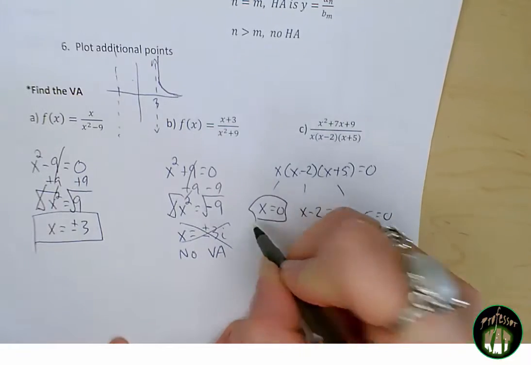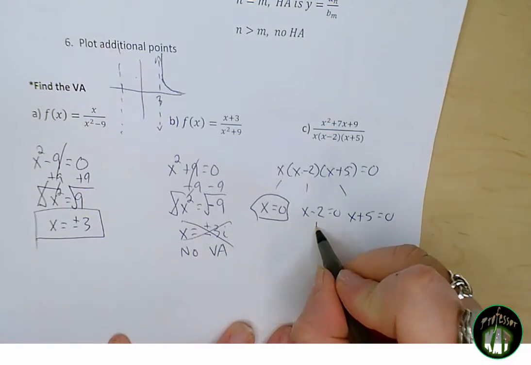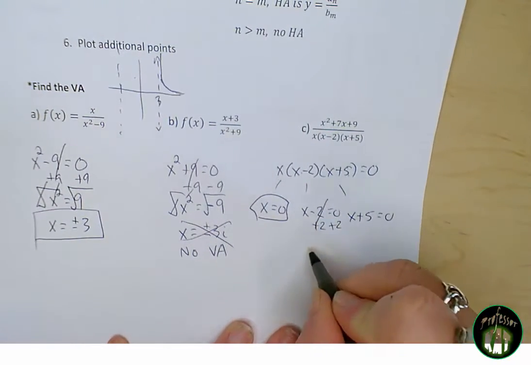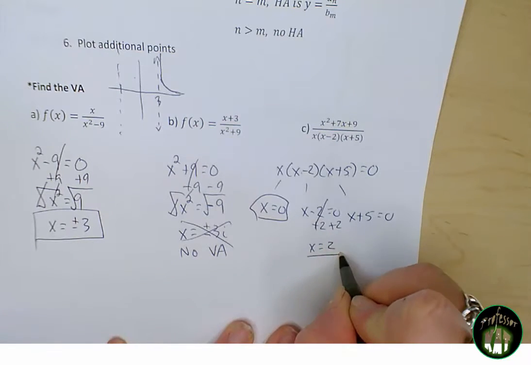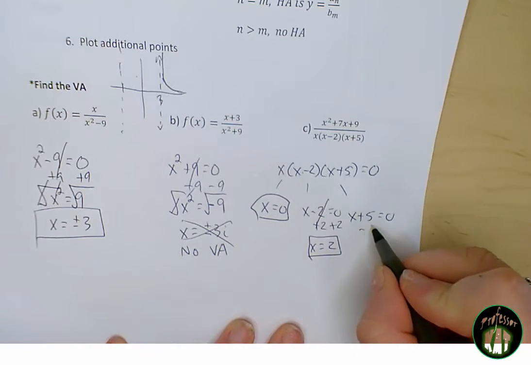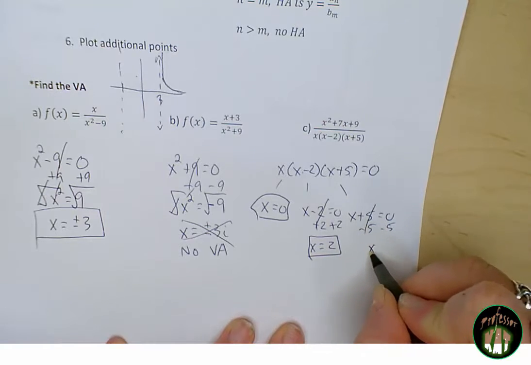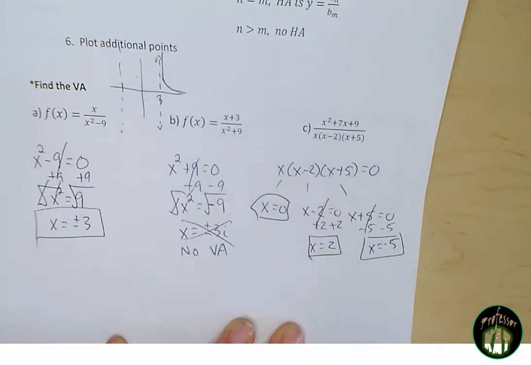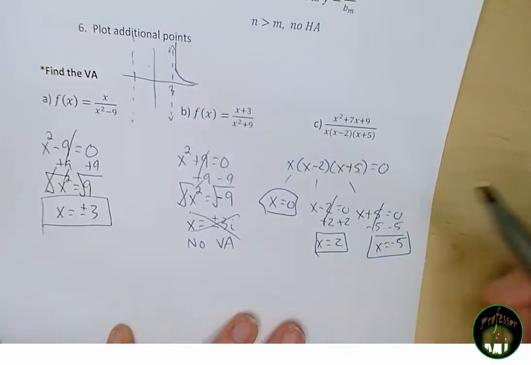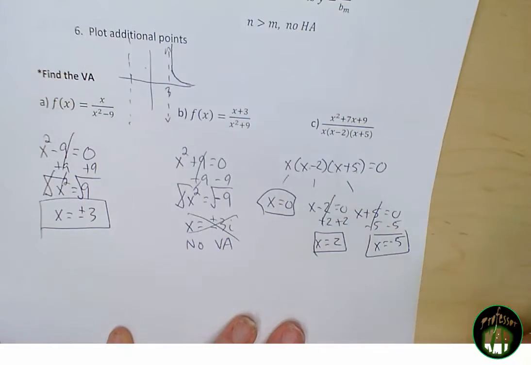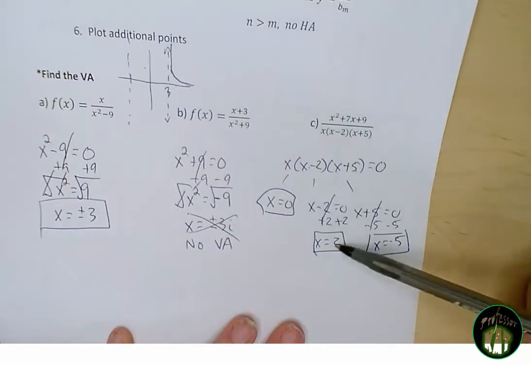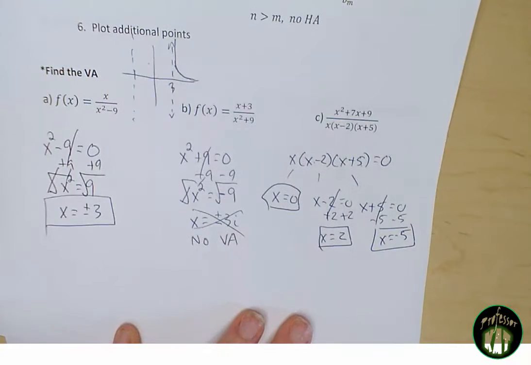Well, the first one gives us x equals 0. The second one here, well, add that 2 to the other side, and x equals a positive 2. And then over here, subtract that 5 on each side, and x is equal to a negative 5. So for this example, we would have 3 vertical asymptotes, at 0, 2, and a negative 5.